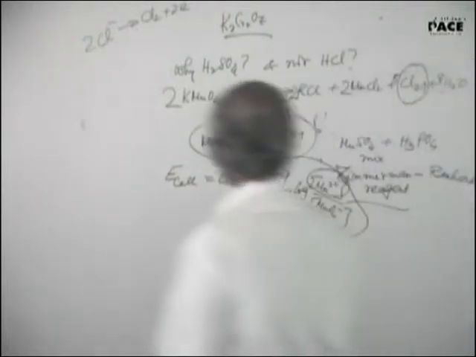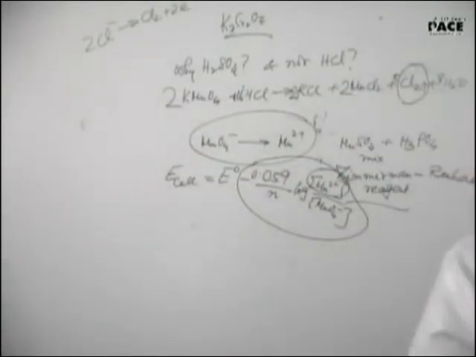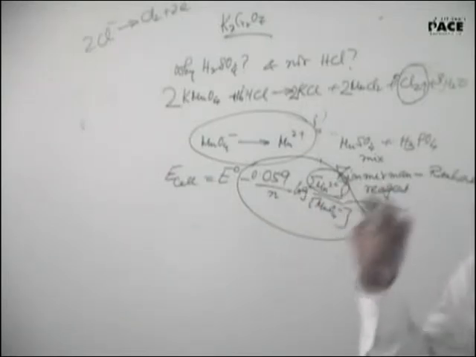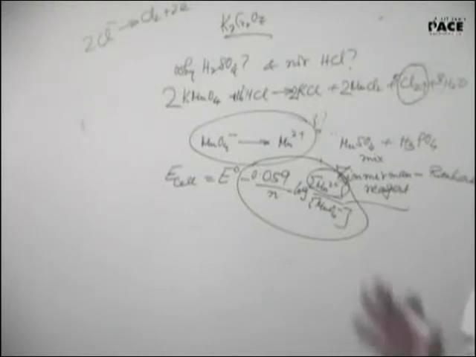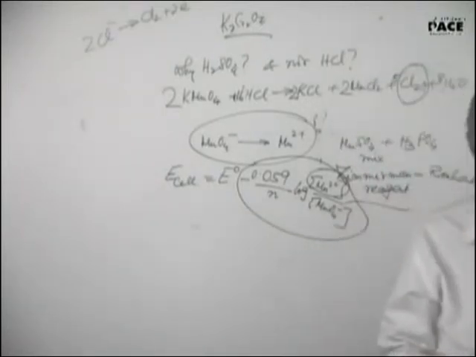Yes, sir, but what is the necessity of that H3PO4? H3PO4 forms a complex. If iron is present, it forms a ferric phosphate complex and lowers the oxidation potential. So it is just a complexing agent. Then we can use any other acid which can form a complex.